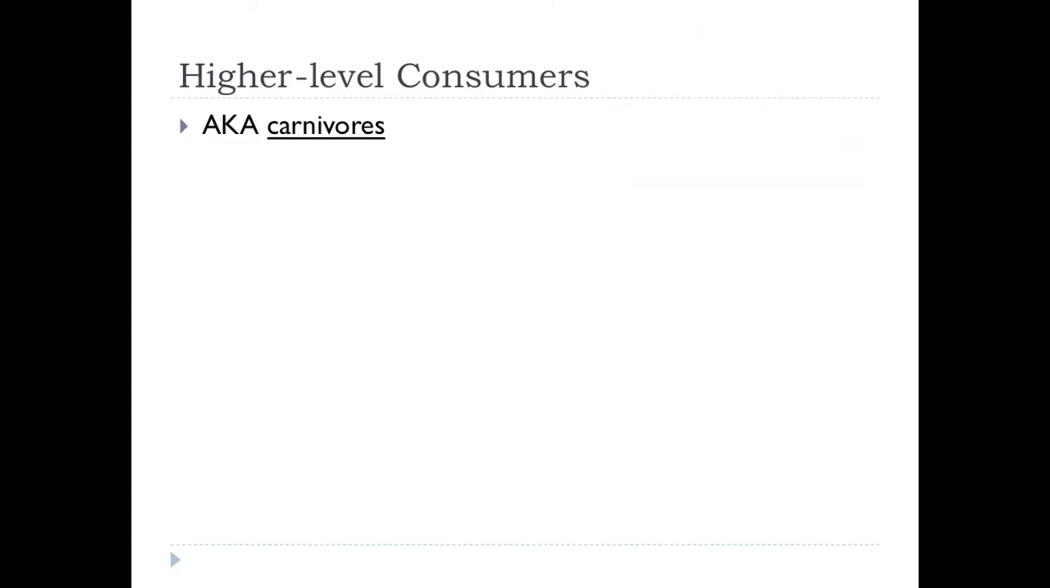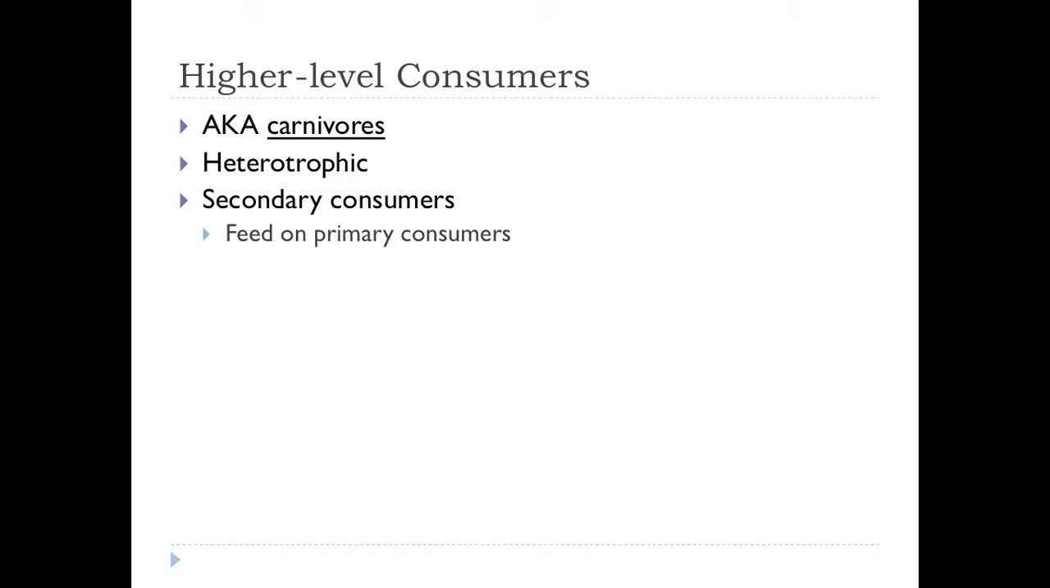Higher level consumers, we consider these carnivores because they're eating other animals or other consumers. They're also heterotrophic because they are eating. Secondary consumers are going to feed mostly on primary consumers, so they're going to feed on herbivores. Tertiary consumers are one level up. They're going to be eating secondary consumers, so they're going to be eating other meat eaters.